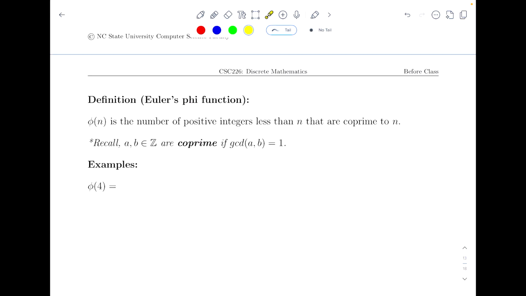The next thing I'd like to talk about is Euler's phi function. Now this is new. The phi function is the number of positive integers less than n that are coprime to n. And so recall that the definition of coprime is two numbers are coprime if their GCD is 1, because they have no factors in common. GCD is the greatest common divisor.